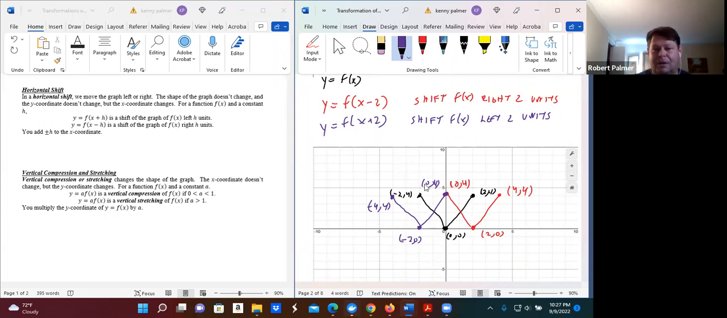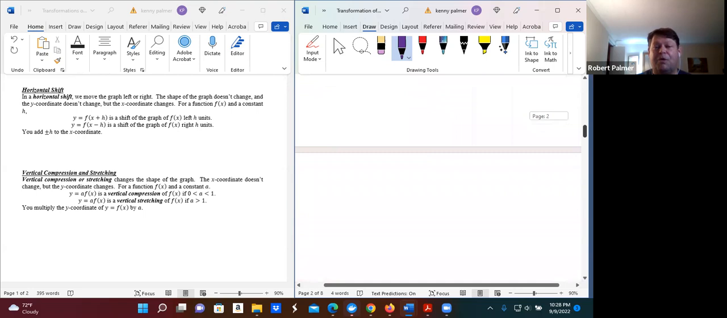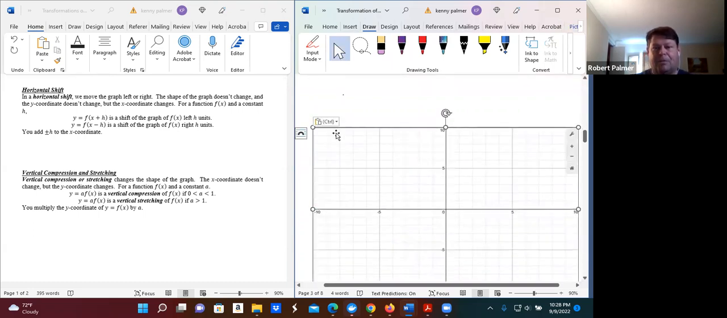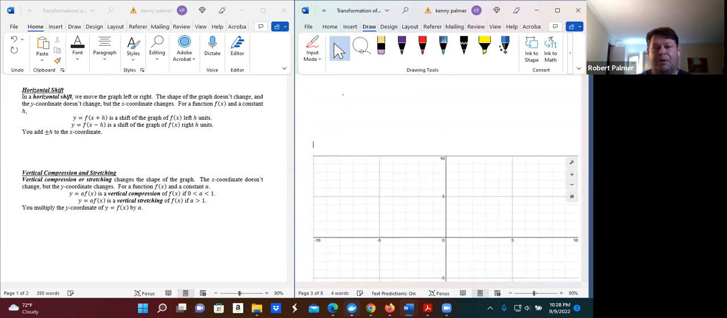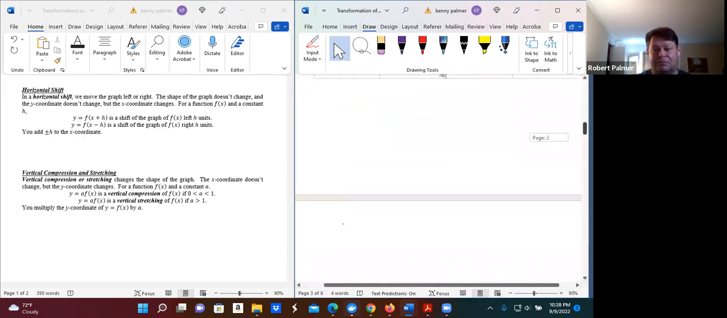Now, let's take a look at the next idea. So far, we haven't done anything to actually change the shape of our graph. We will for our next one. So for our next one, we're going to do, as it says, vertical compression and stretching.